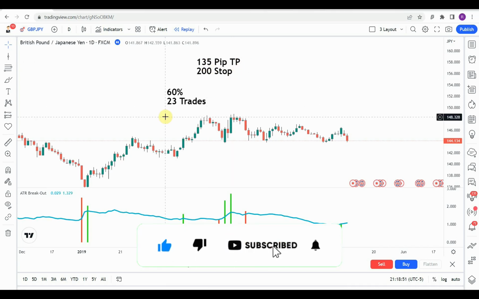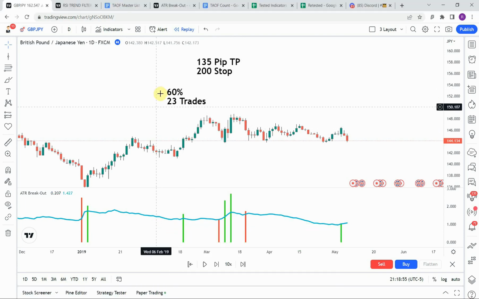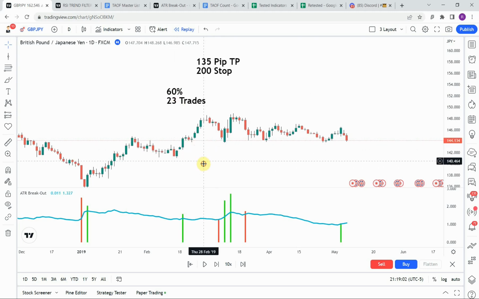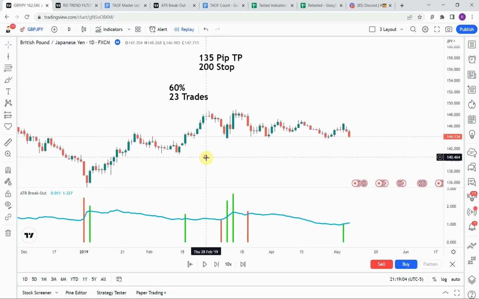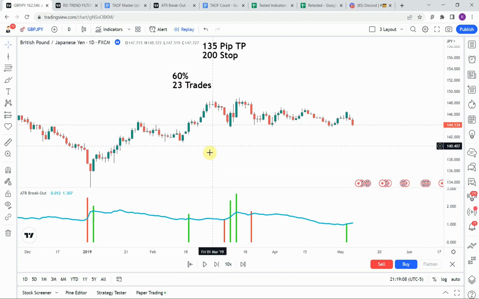And I'm often referencing the original win rate and number of trades in the videos, and I can never seem to remember the exact win rate and trades, so I figure it'd be easy to have those on screen. All right, anyways, back to our indicator here.